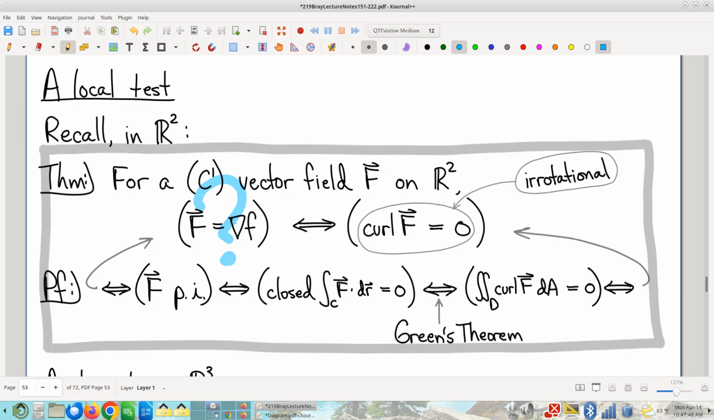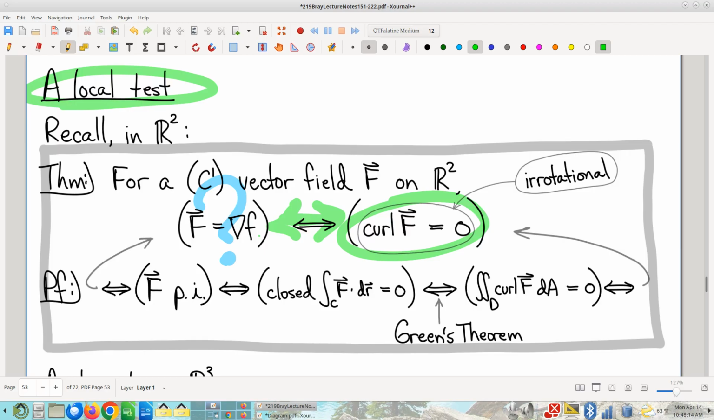And so the way we resolve that question, we saw, again, this local test. And the local test is that the question that we're asking is entirely resolved by looking at the curl. And if the curl is 0 everywhere, then yep, all good. And if it's not 0 anywhere, then don't bother trying to find the anti-gradient. There isn't one to be found.